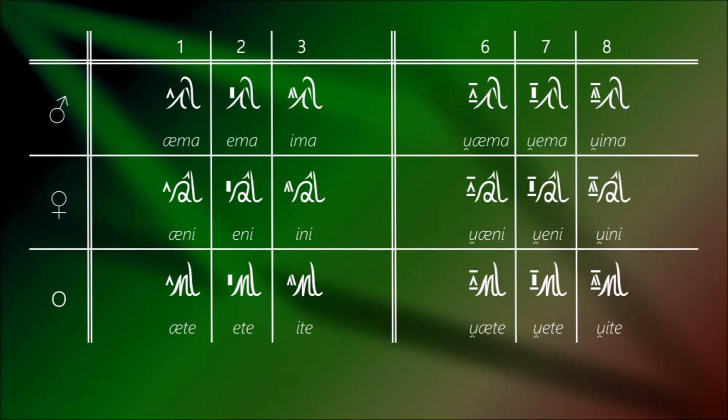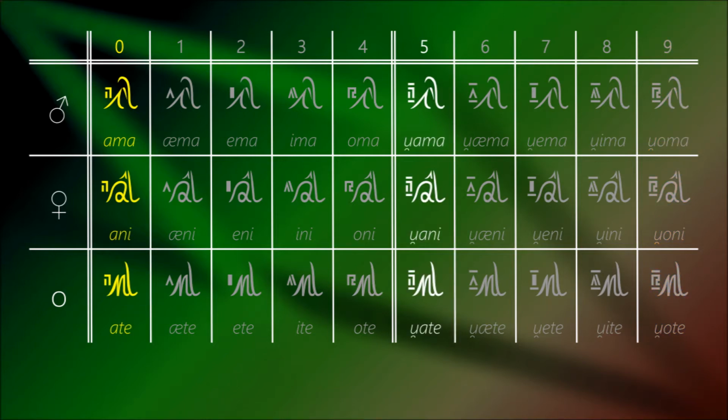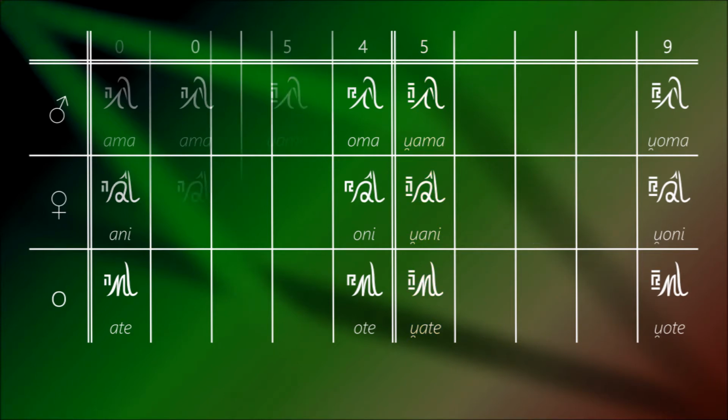Nothing new so far. But it is actually only a part of the truth, because as a matter of fact, there are 2 more persons. There is the 4th person, oma, oni, and ote, as well as its plural form, uoma, uoni, and uote. And then there is the so-called 0th person, ama, ani, and ate, with its plural forms uama, uani, and uate. So what do these persons mean?